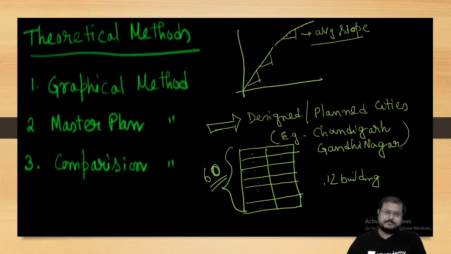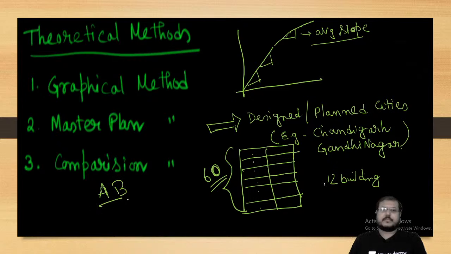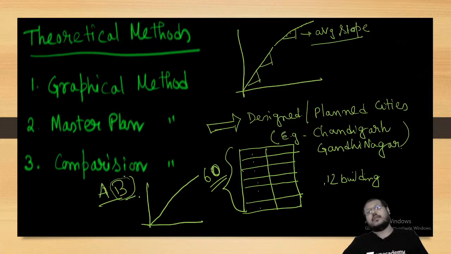In the comparison method, what will happen? There will be two cities, A and B. A is the old city, for which old population data is available and trend analysis can be done. Another city, B, is almost the same as A climatologically and positionally. In that case, we see that as A has followed this particular trend, B will follow the same trend, as they are climatologically the same, or their other conditions are the same as A. That is the comparison method.